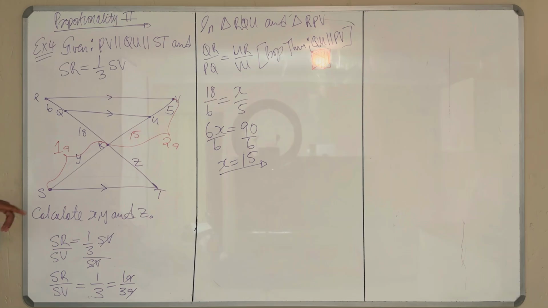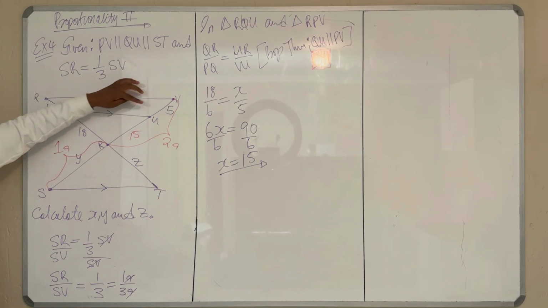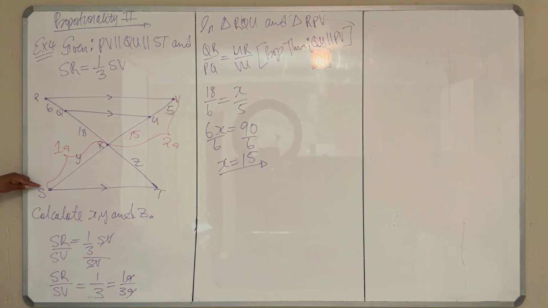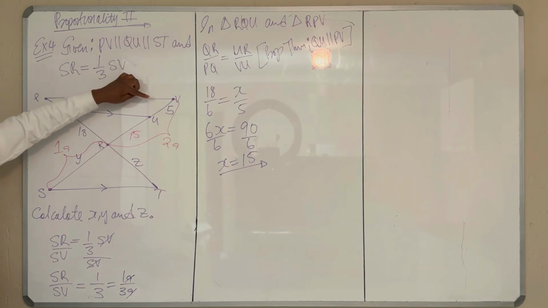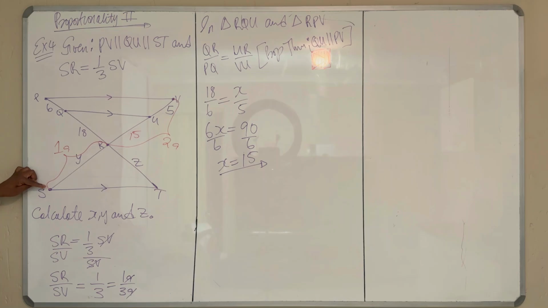We said we want SR. SR is equal to 1 over 3 times SV. You have SV, that entire length over there. Right? Doesn't seem like it's going to help us much. SR is what we want. It's going to be equal to 1 over 3 times SV. SV is the entire length of this thing here. But we can work something out, because we know that SR is y.